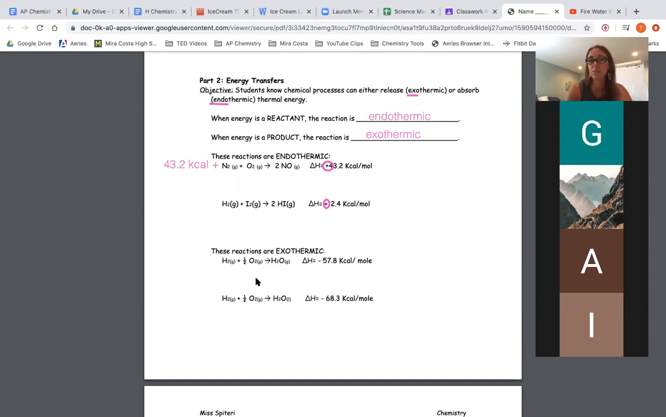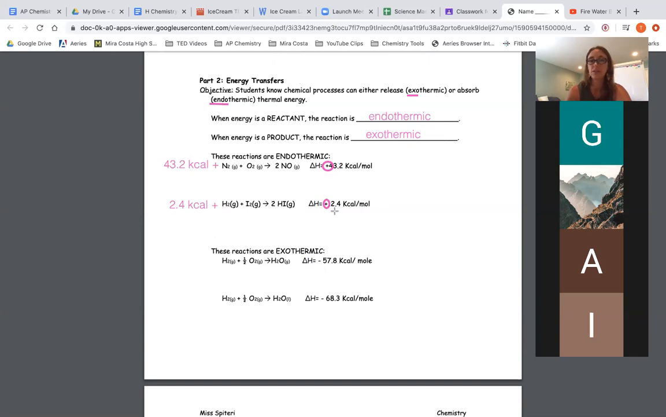it's endothermic and positive. So I add it to the reactant side. Same thing here. Okay, I can add 2.4 kilocalories to the reactant side, to combine with the hydrogen and iodine to form hydroiodic acid. So that's how we could represent an endothermic reaction. They can either give you a positive delta H value, or they might just write the energy on the appropriate side of the equation.